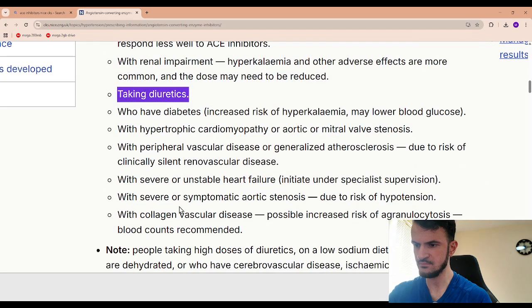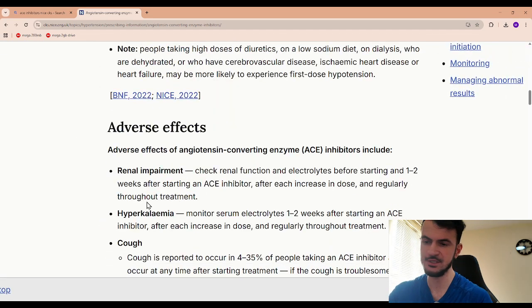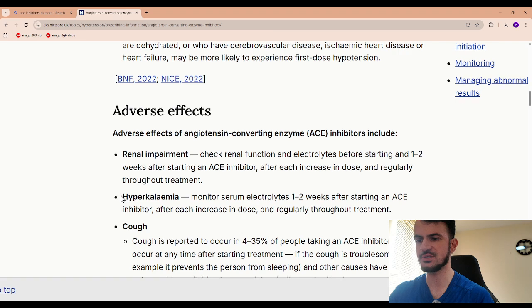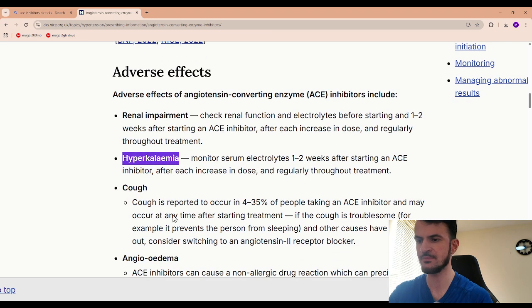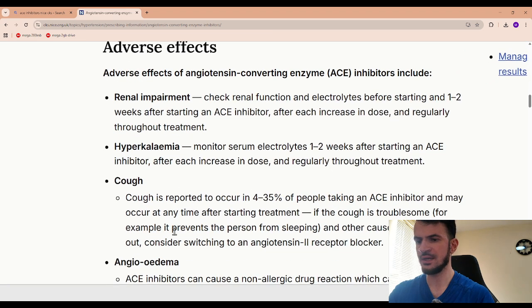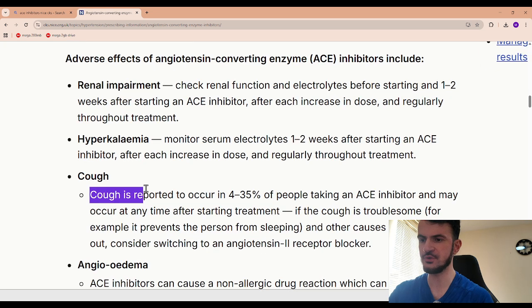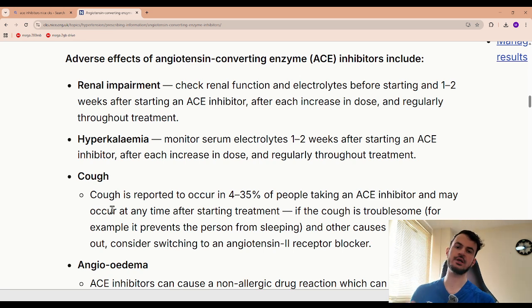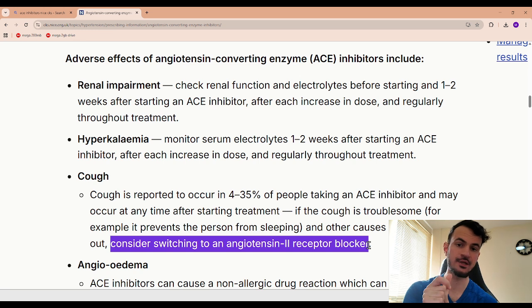Now, as we go down, we can see some ADRs that we've been through on the channel, such as hyperkalemia, which is increased potassium, and cough. As you can see here, it says cough is reported to occur in 4 to 35% of people taking an ACE inhibitor and may occur at any time after starting treatment. Now, a crucial part on the board is it says if the cough is troublesome, for example, it prevents the patient from sleeping, and other causes have been ruled out, consider switching to an ARB.